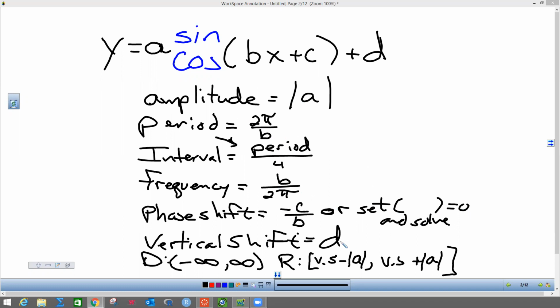Vertical shift's the same as earlier. It's out here by itself, and that moves your x-axis up and down d. Domain's always negative infinity to infinity, and your range is whatever your vertical shift is, this value here, minus the amplitude, and the vertical shift plus the amplitude. That'll be your range.